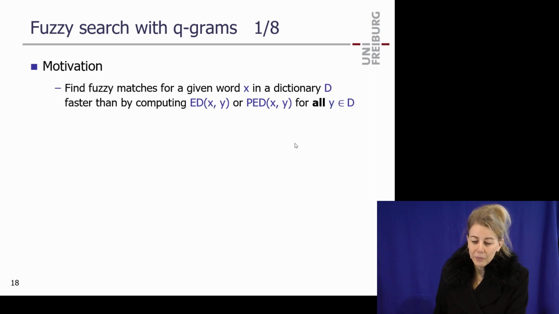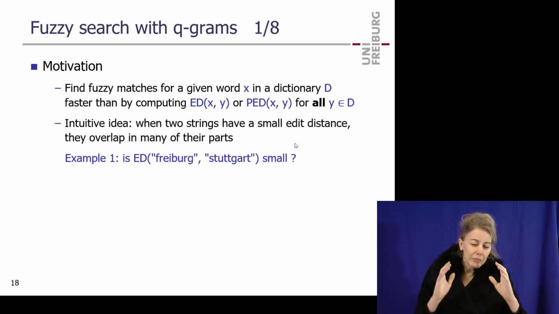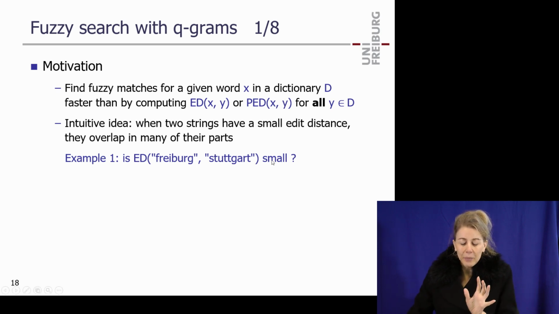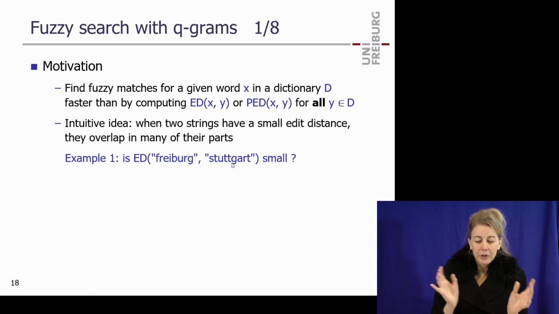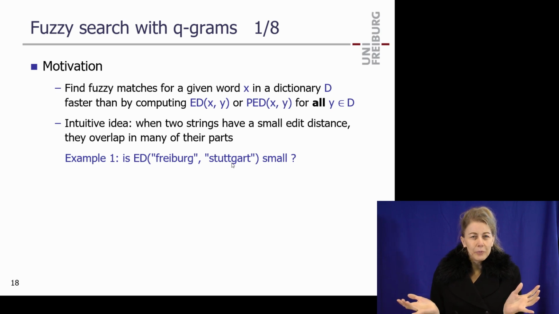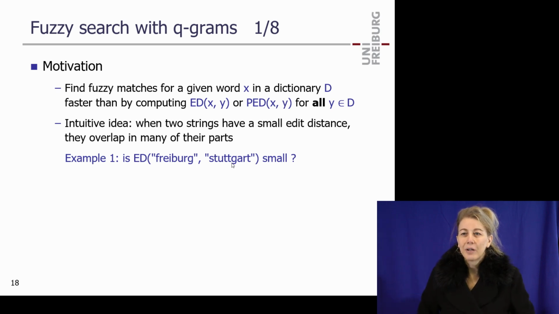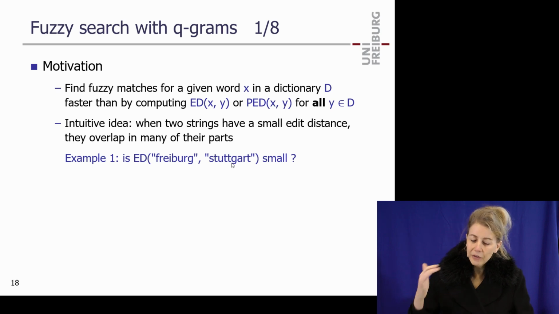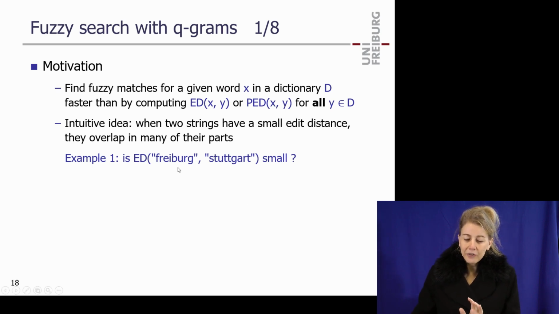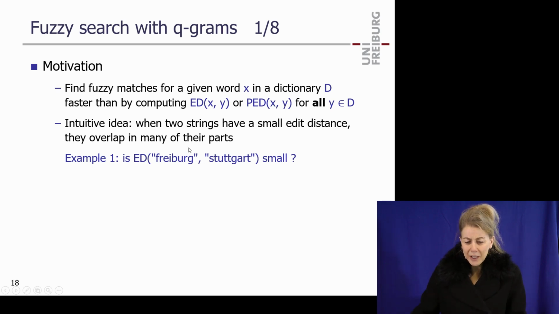And what are qgrams? So first, intuitive idea and 2 examples. So do you think, and it's an intuitive question, so what is small, maybe 1 or 2, is the edit distance between Freiburg and Stuttgart small? What do you think? Is it small? It's not small. Why is it not small? Without even computing it. Yeah? The number of operations to go from one to the other is... Okay, that's the number of operations, but why? You look at the string and your first intuition is it's not small. Why would you say so? Yeah, they are so different, right? Everything is different. Freiburg, Stuttgart, they're very different, right?